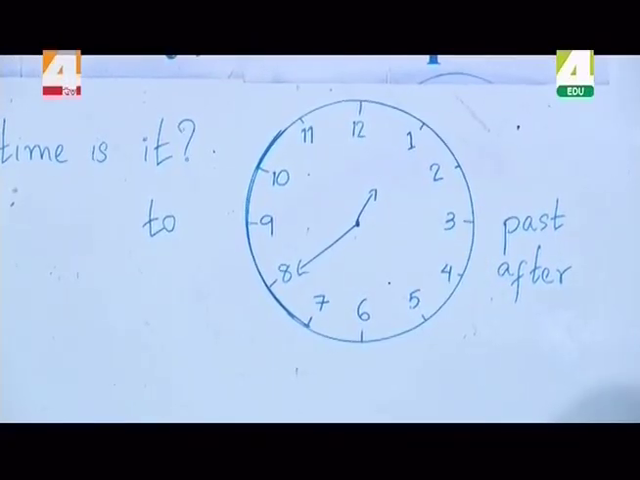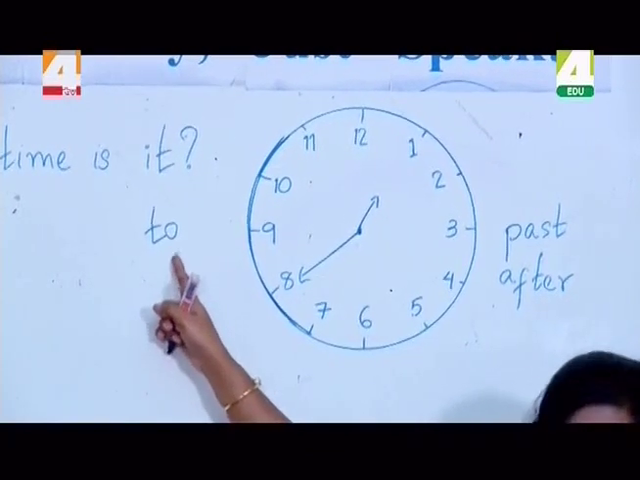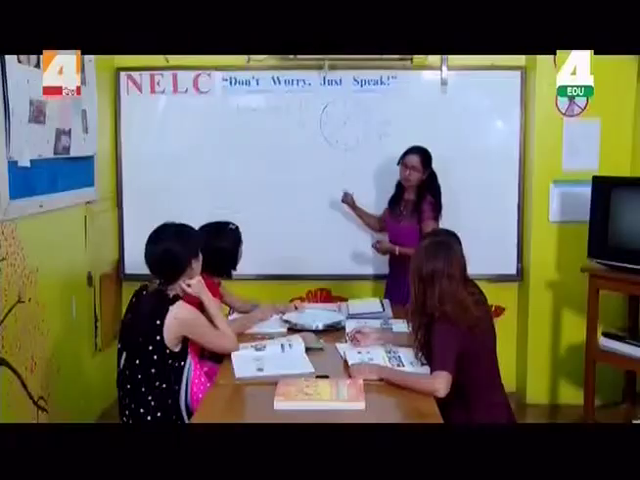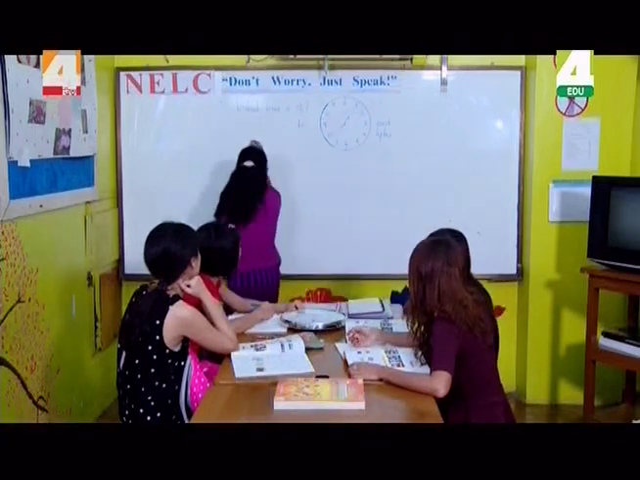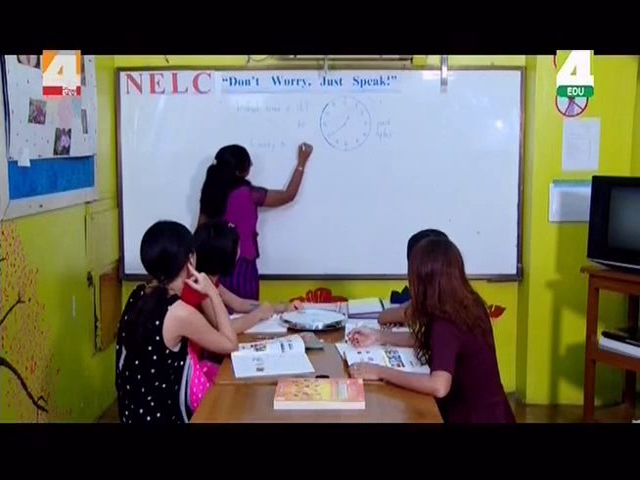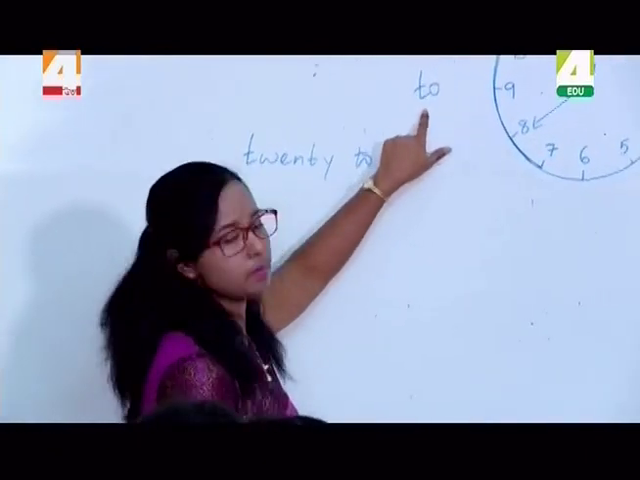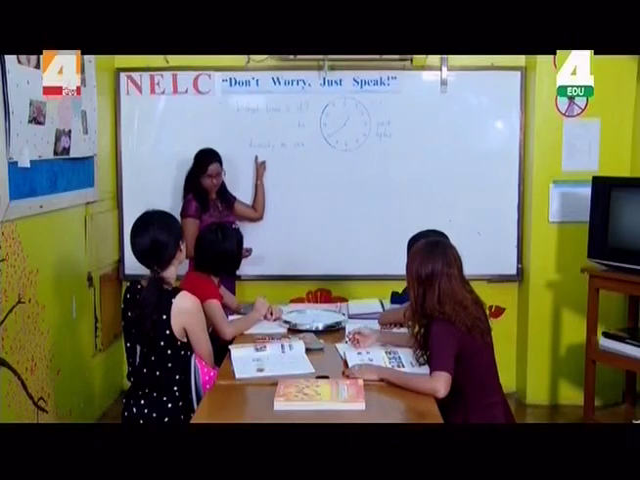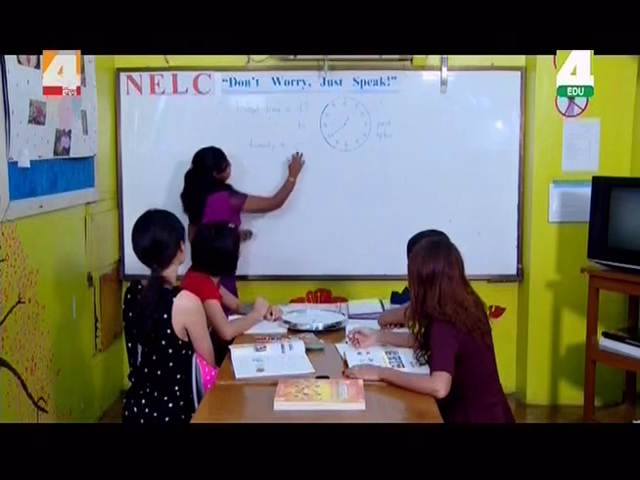So here it's nearly 1. Okay, so when you see the minute stick is this side, we can use to. So here 5, 10, 15, 20. How would you say? 20 to 1. Yes, 20 to 1. Okay, when the minute stick is on this side, an easy way to remember is to use to, and in English we say the minute first, 20. That's why 20 to 1. Do you understand? Yes. Okay.